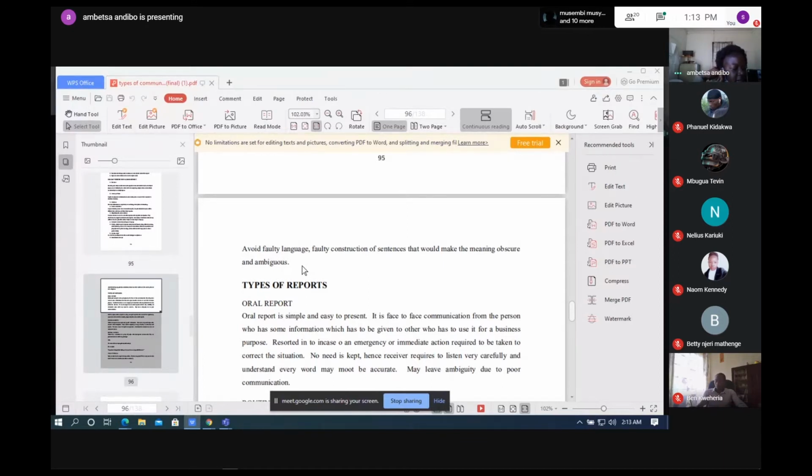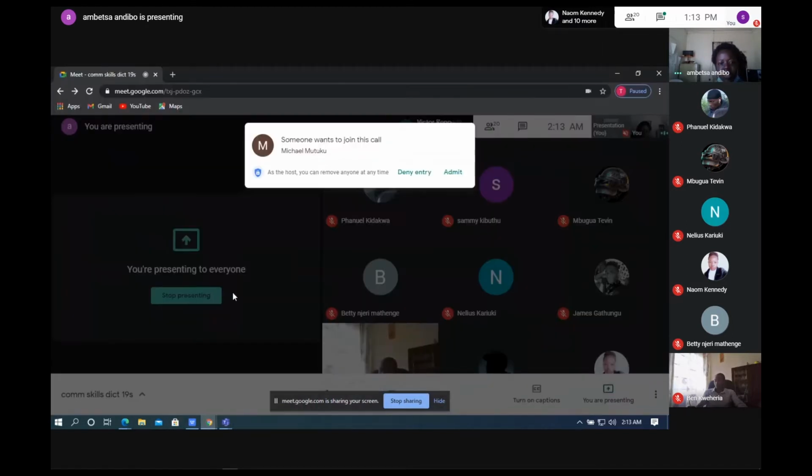The first one is to provide an account of something witnessed or investigated. The second one is to inform management about work in progress.